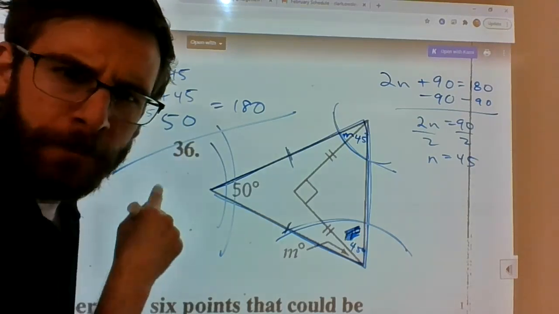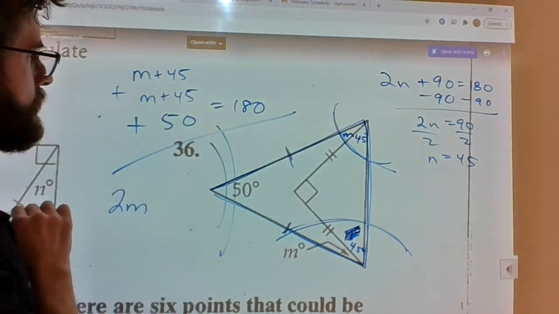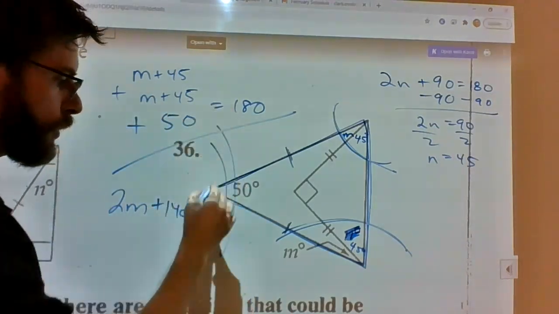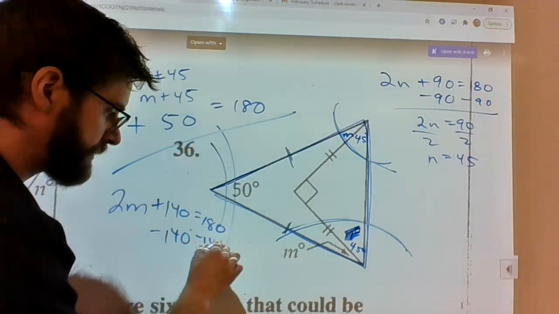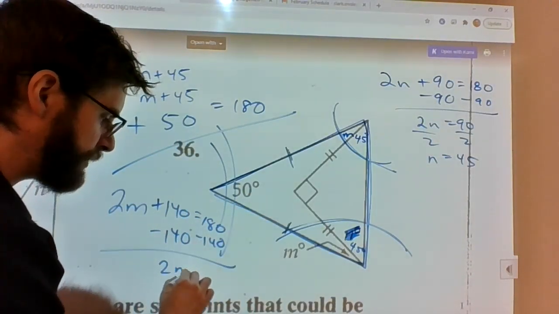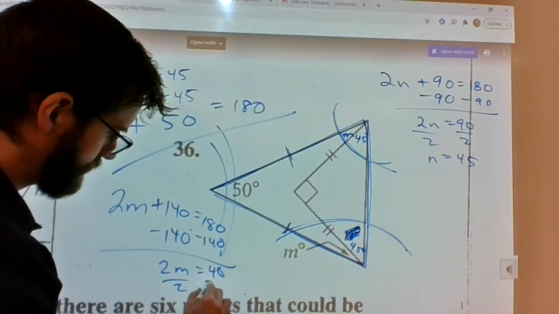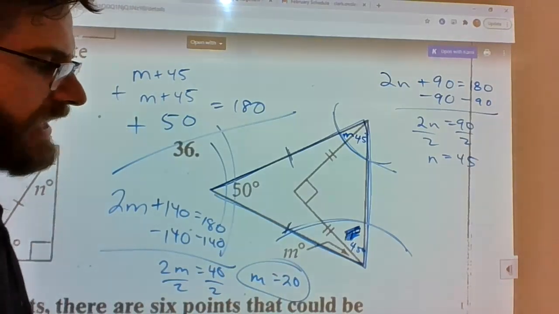Yeah, this is a little bit more intense. 2 m's, 90 plus 50 is 140, equals 180. Take away the 140 from both sides. 2m is equal to 40. m is equal to 20. And that's that.